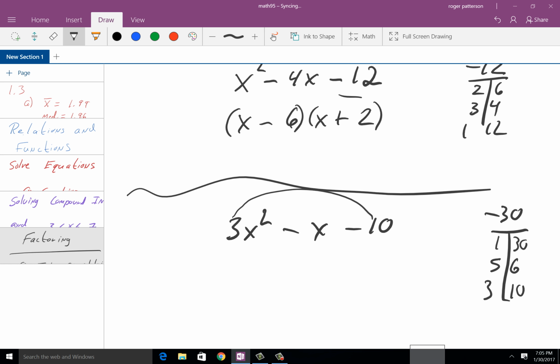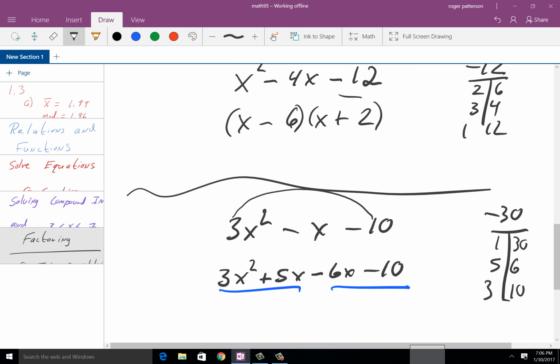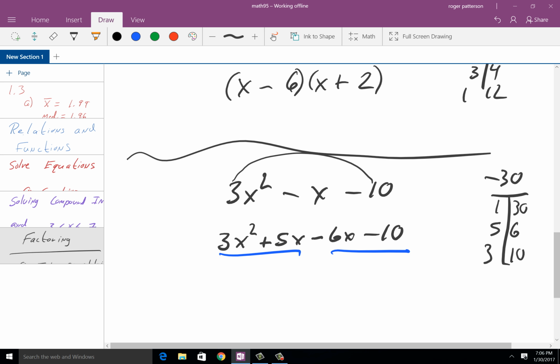Negative 6. Okay. So if you're going to use the AC method, then you're going to go 3x squared, 5x, 6x, and 10. And this is going to be minus, and that's got to be plus because you told me. Okay, what can we take out of the first 2 there? That leaves me with how much? 3x plus 5.